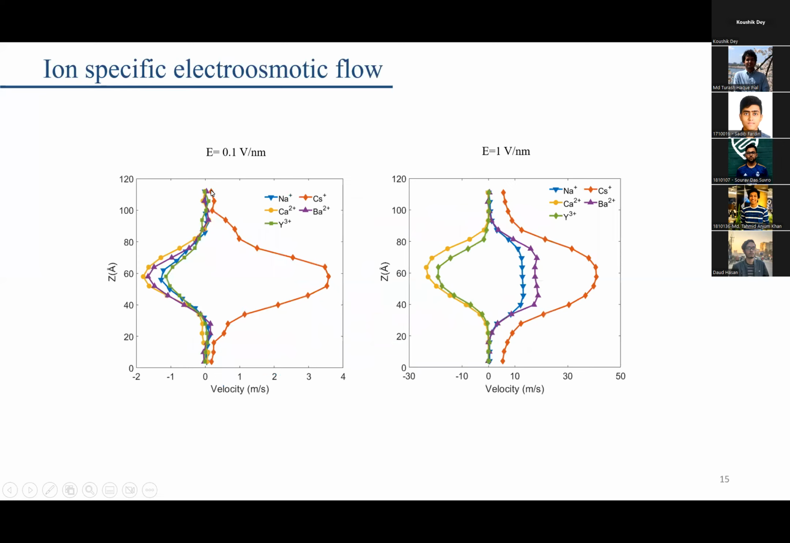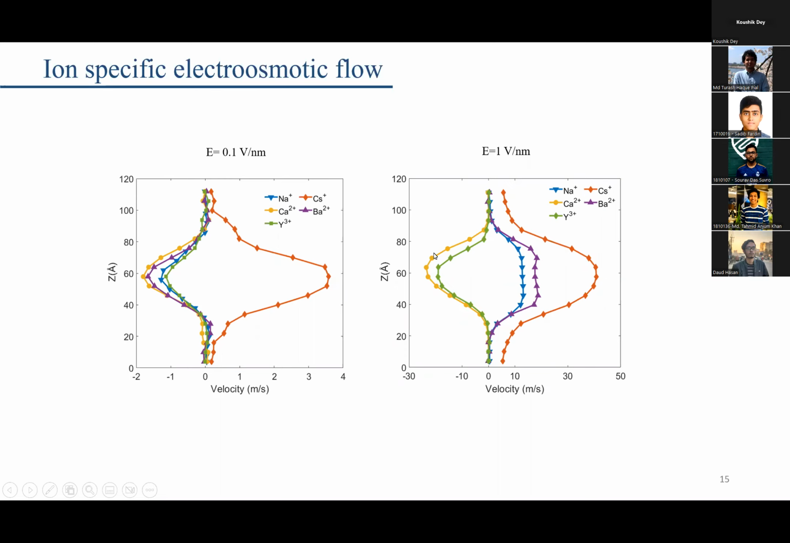So here you can see, even in low electric field for cesium, a positively charged electroosmotic flow, which is dictated by cesium as you have more cesium in the bulk. For other cases, all the flow is in the counterion-dominated direction. But when you apply very large electric field, we showed that for yttrium and calcium, you don't see any vanishing of overscreening. So even in this very large electric field, the flow is in the negative direction, but for sodium and barium, the flow is even reversed.